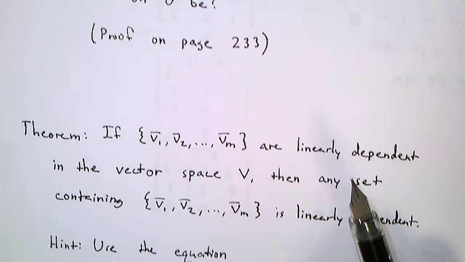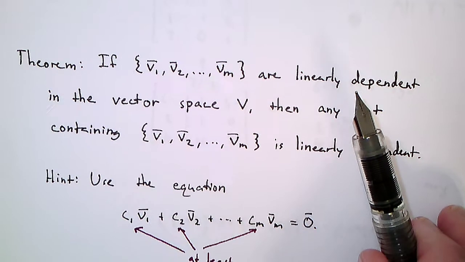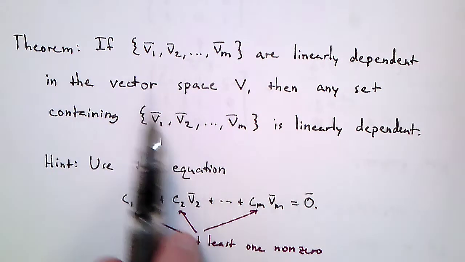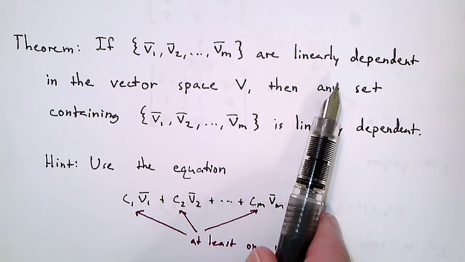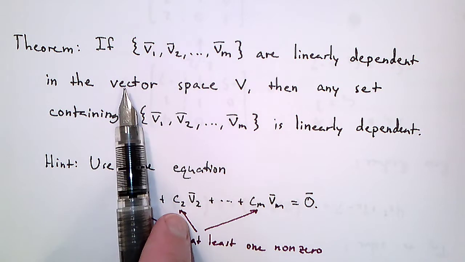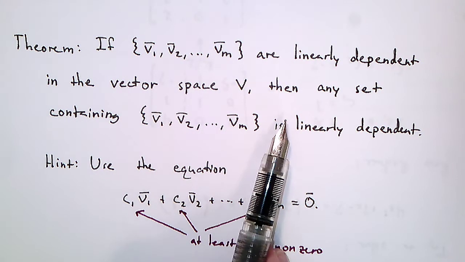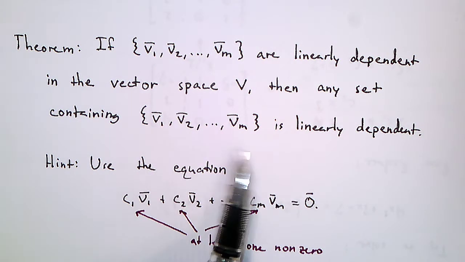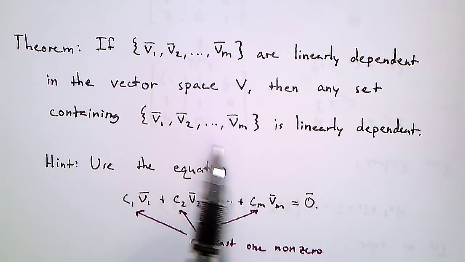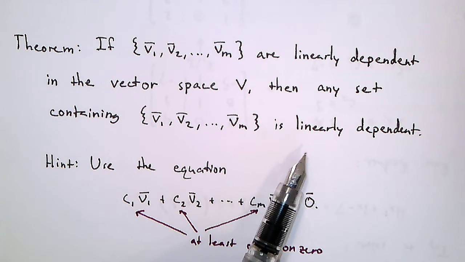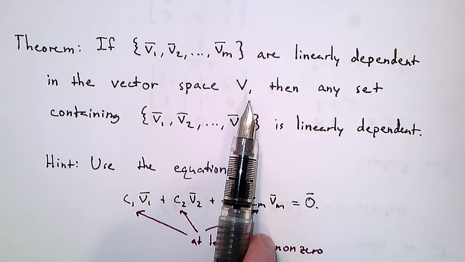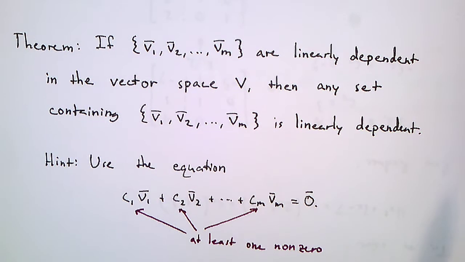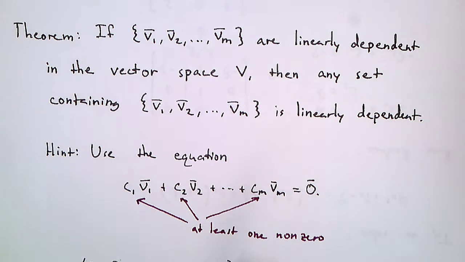Here's the second theorem. If we have a set of vectors v1, v2 through vm that are linearly independent in the vector space V, then any set containing these vectors v1, v2 through vm is also linearly dependent in the vector space V. And here's my hint for you. You're going to need to use this equation.